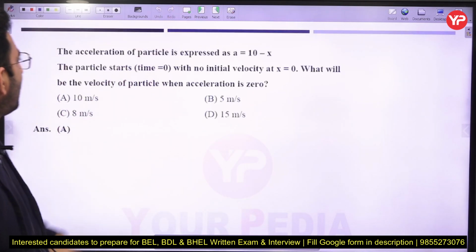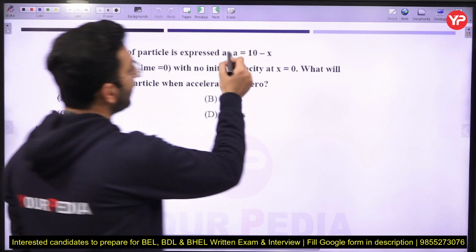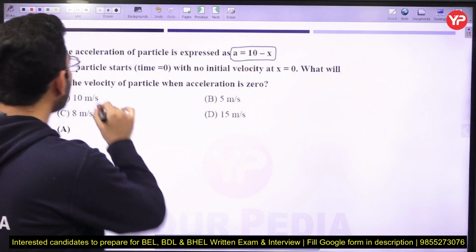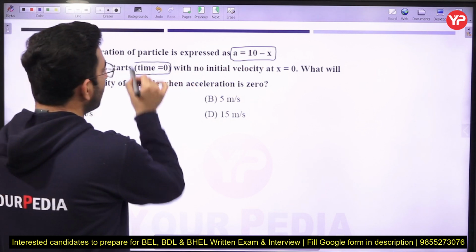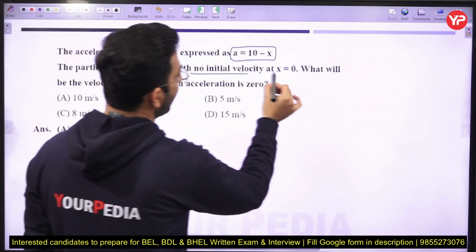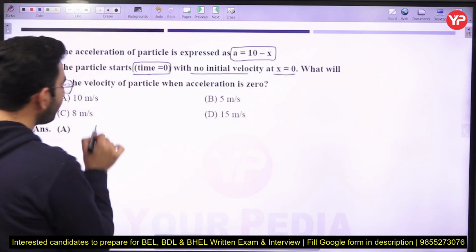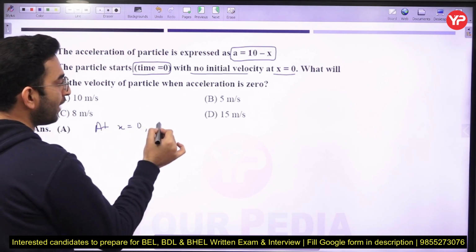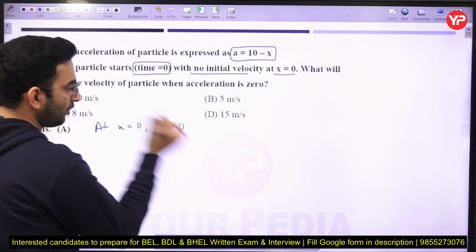Next part: the acceleration of the particle is given by a is equal to 10 minus x. The particle starts at time t equal to 0 with no initial velocity at x equal to 0. So we can say at x equal to 0 we are going to have initial velocity as 0.